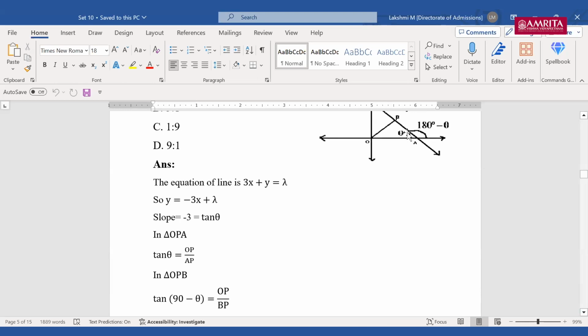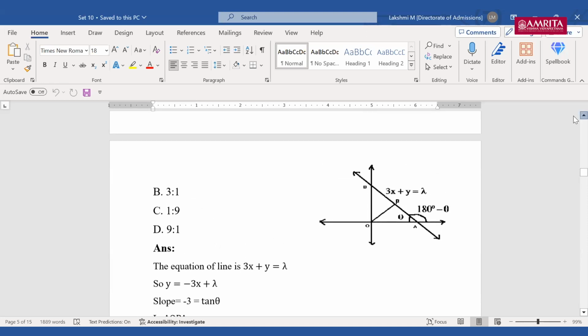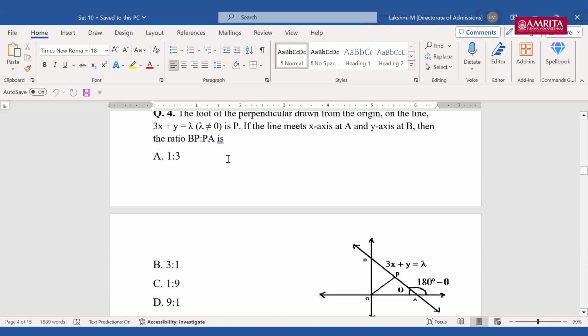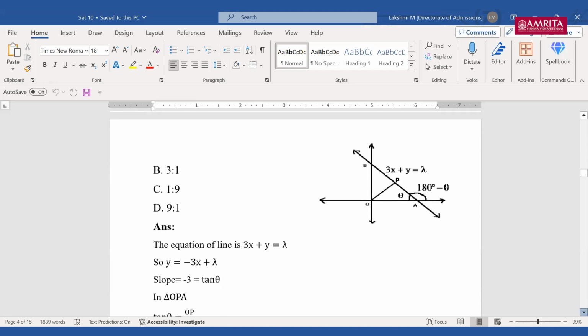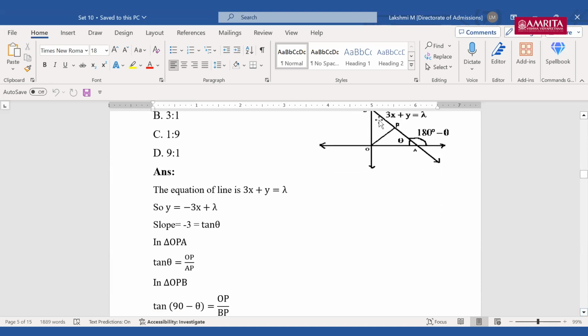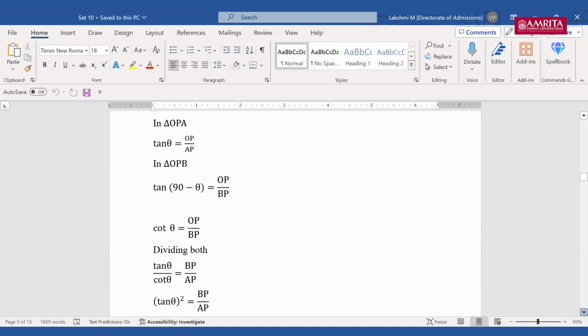Now the second part is I'm just going to take the other triangle. So this is theta, and this we know is 90 degrees, so this is 90 minus theta. So tan of 90 minus theta is OP by BP. Because the question is asking us to find out BP by PA. So if we have tan 90 minus theta, we'll be able to write this as cot theta. This is actually the simplest way.